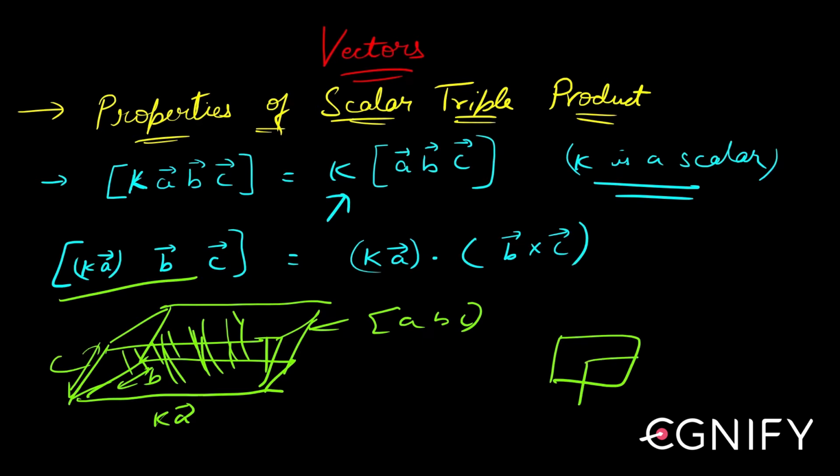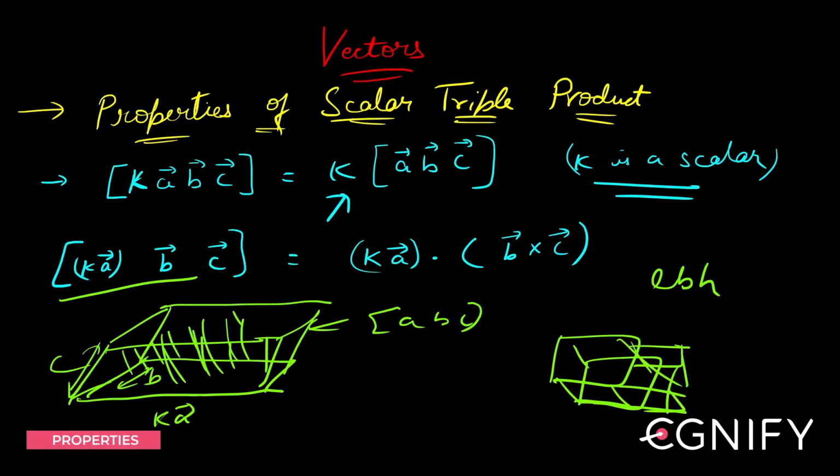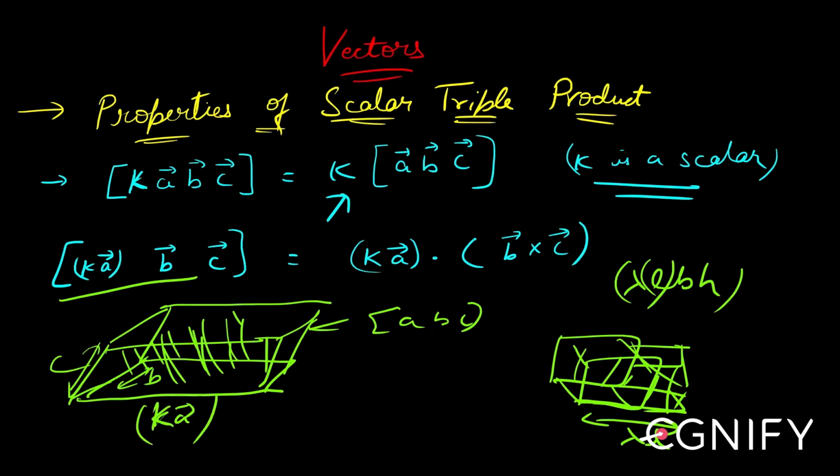In a cuboid, where your volume was LBH, if I change this L by some lambda times so that the length becomes lambda L, then volume will be lambda LBH, right? Because this quantity will become lambda L. Similarly here, this quantity becomes K A bar. So the volume also will multiply by K times.